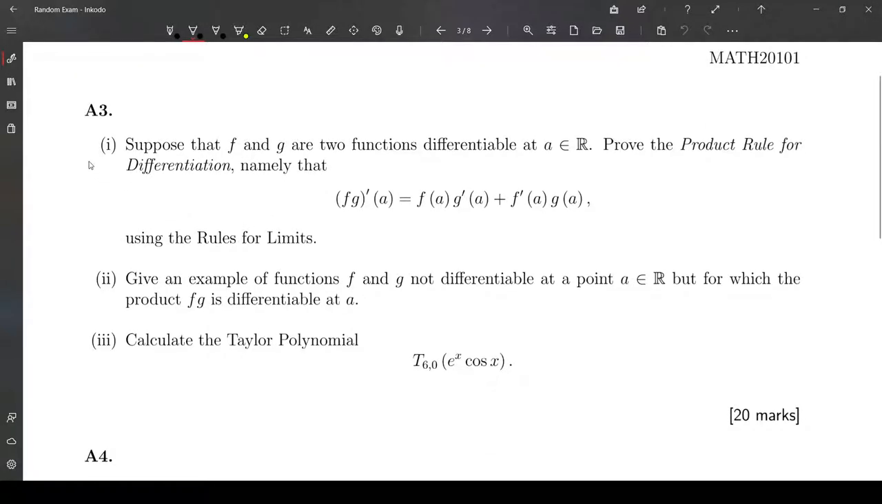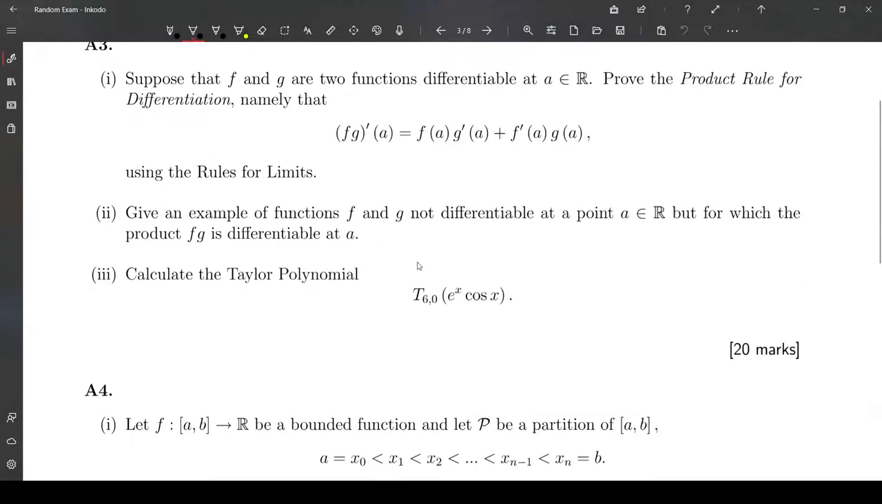Prove the product rule. I can do that. Give an example of functions f and g not differentiable at a, but whose product is. So I wonder if you can do something with maybe piecewise functions there. I'd have to think about it. Then calculate the Taylor polynomial T6. I'm gonna assume this is the sixth degree polynomial centered at zero. Okay, so I can do A3.